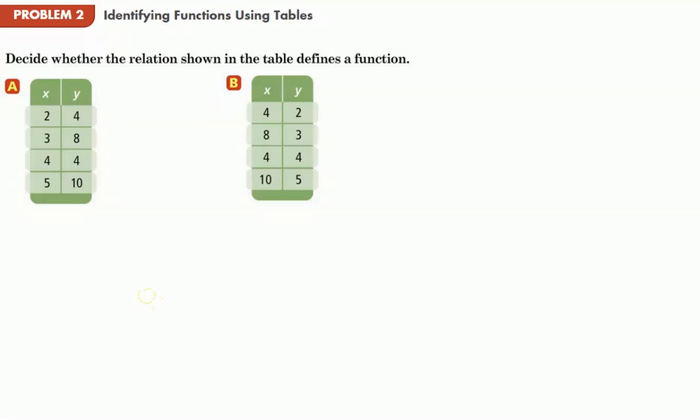Okay, for problem number 2, we're going to identify functions using tables. Decide whether the relation shown in the table defines a function. Again, a function cannot repeat the x. If it repeats the x, it's not a function. So let's look at the x values for A. You have 2, 3, 4, and 5. Notice they're all different. That's all you need to check. So therefore, we're going to go ahead and say that this one is a function.